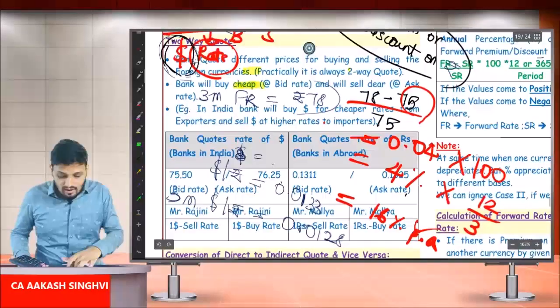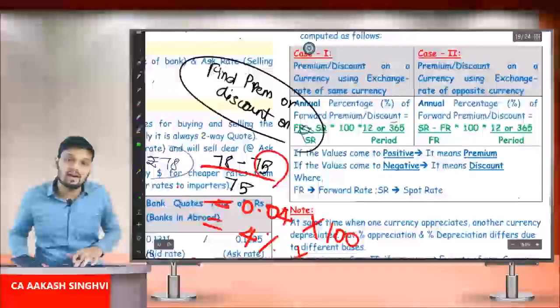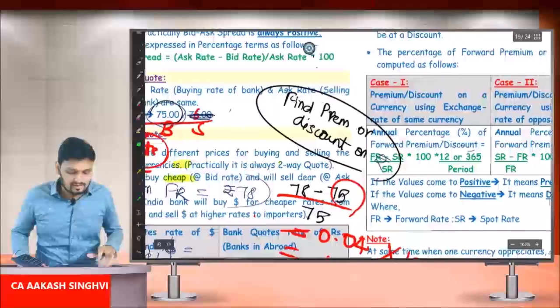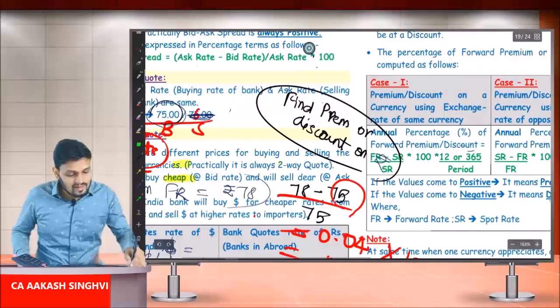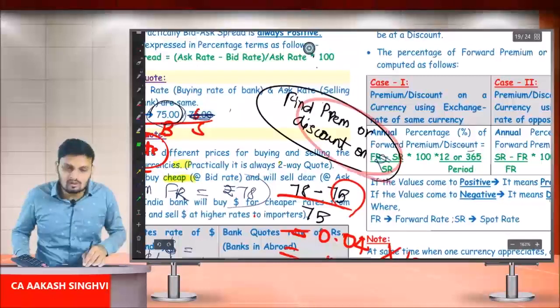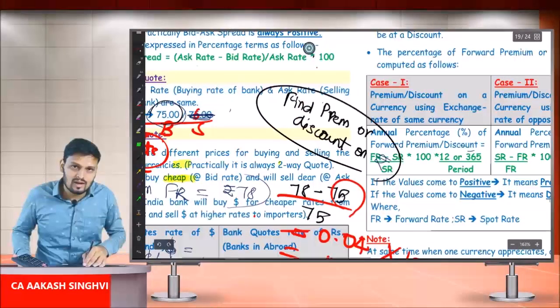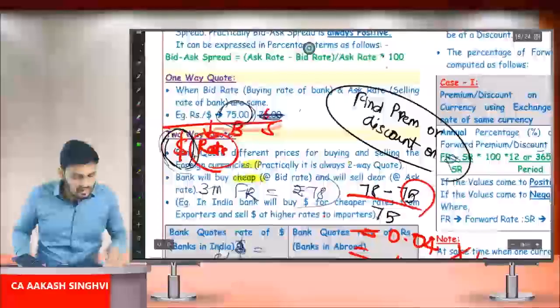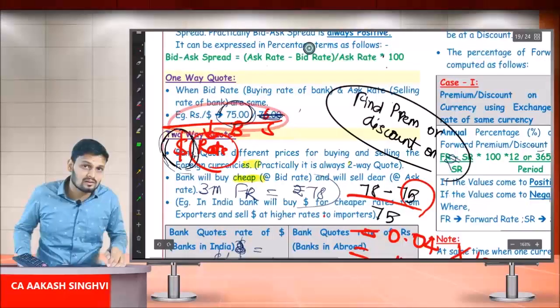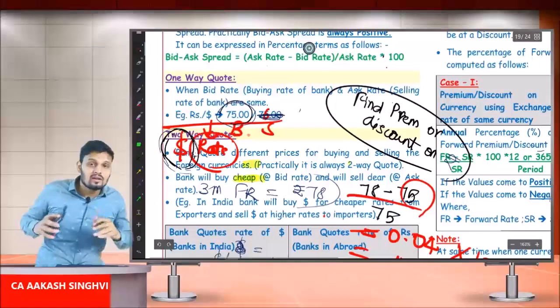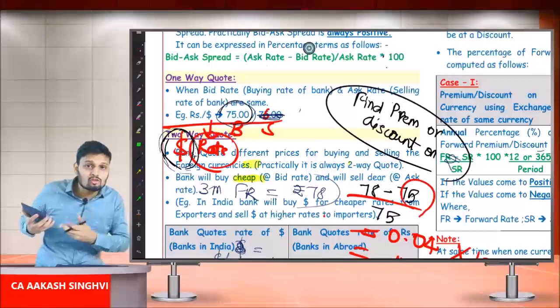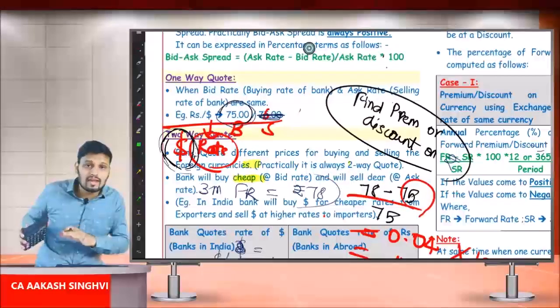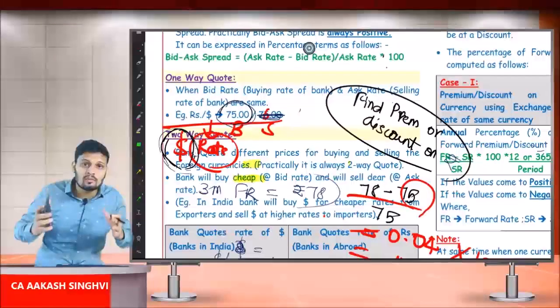Okay, now again come back to case 1 and 2. Okay guys, in the question they have asked us to find out premium or discount on rupee. The rate which we are having is of dollar. Suppose in the examination I forgot the case 2 formula. I could not remember case 2 formula. The only formula I want to remember is case 1.